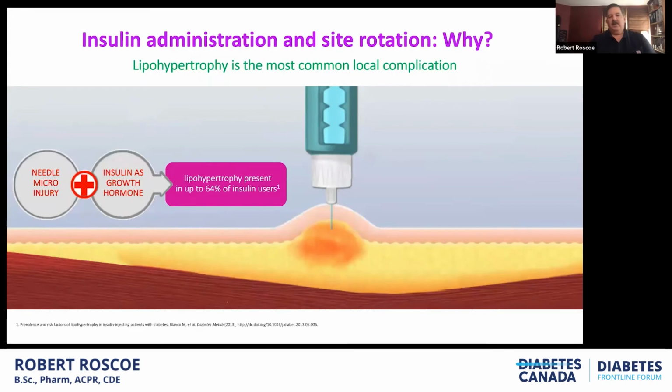So why is site rotation important? Well, if you do an injection, as it starts to heal, it's considered a micro-injury, but it's doing the healing in the presence of insulin, which is a growth hormone. So logically speaking, if you do too many injections in too close a spot, as it starts to heal, you're going to get an overgrowth of fat tissue underneath the skin, and therefore that develops lipohypertrophy.